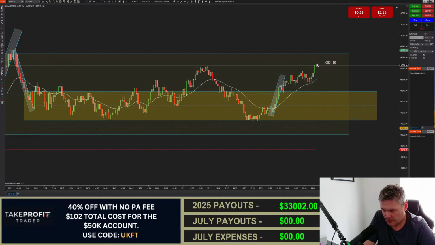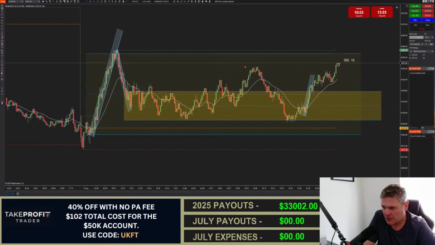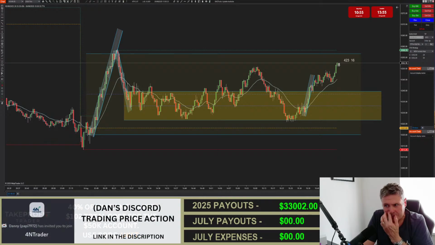Dan says he took the triple test long. I wasn't sure about that because we're at the top of a range, or very close to it, so I didn't really want to go long there just in case.